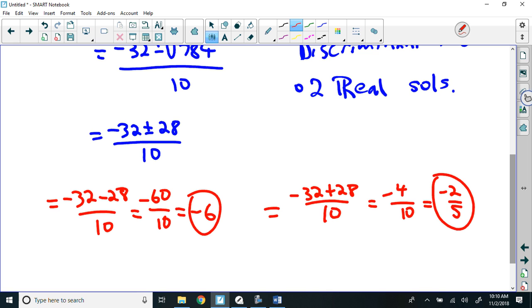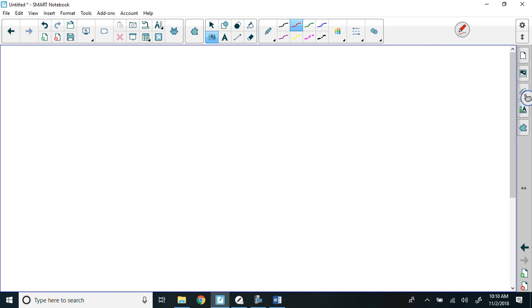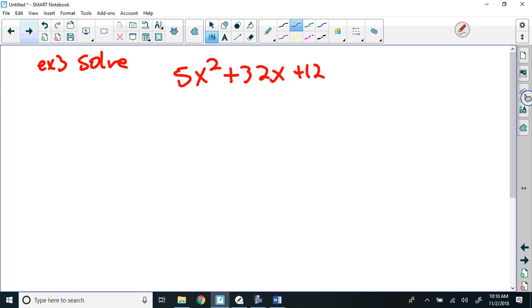Do we want to look at that one factored for the review's sake, or no? Let's look at it factored just for the sake of the review. Example 3, solve. So it was 5x squared, was it plus 32x in the middle? And then plus 12? And that equals 0.